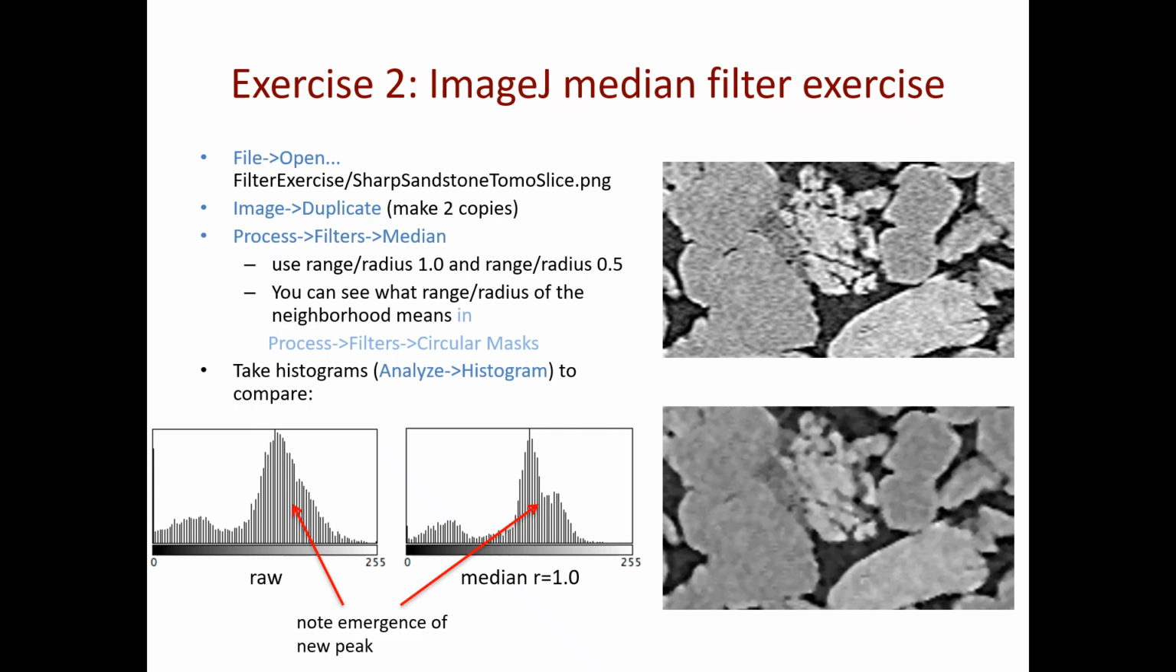Let's do another exercise. So we're going to do a median filter, and we're going to adjust it just to explain before. So we're going to open a sandstone, which says sharp sandstone topographic slice, except that the image is not sharp. It's way sharper than that one. Then make 2 copies, and we're going to do a median filter and use the radius or range of 1 and 0.5, and just see what this mask looks like.